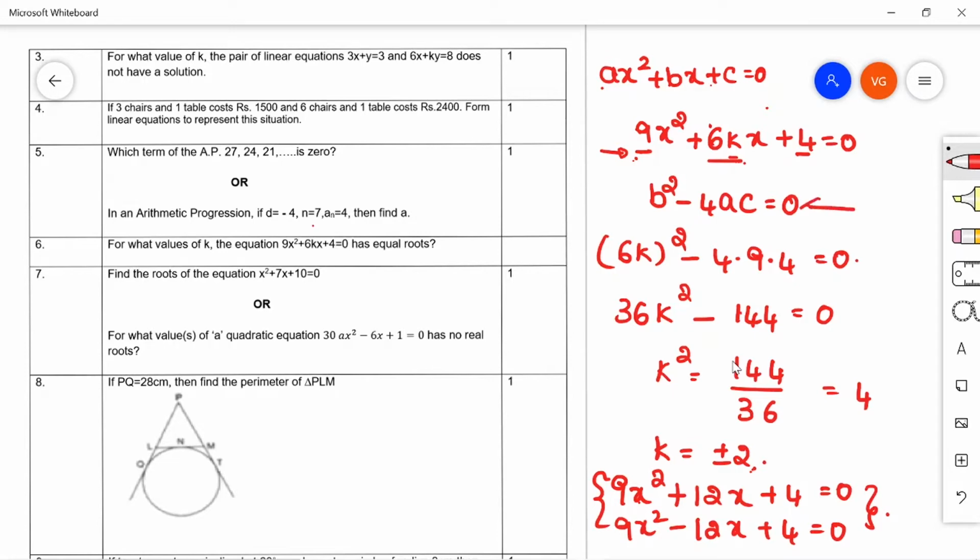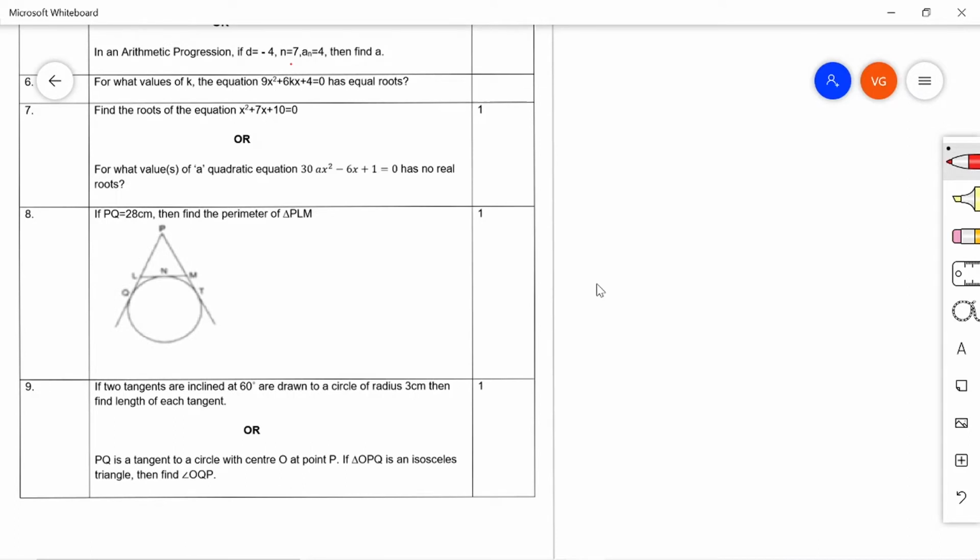For writing down the condition you will get half mark, and for getting the value of k you will get another half mark. In case they have asked you to find the quadratic equation also, you can do it like this. Next is question number 7. Again it has internal choice. This question is based on quadratic equations. Let us see.